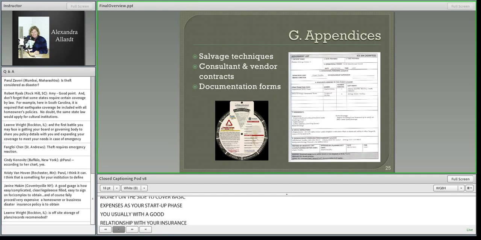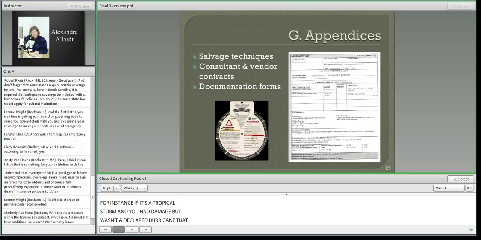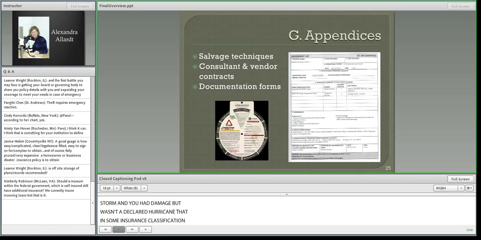For instance, if it's a tropical storm and you had damage, but it wasn't a declared hurricane, that in some insurance classifications makes a very big difference as to what they actually will cover. So it's a question of reading the fine print. And it's another question of knowing your agent and making sure he will go to bat for you. He or she is a very valuable advocate for you. So I hope that helps answer the question.